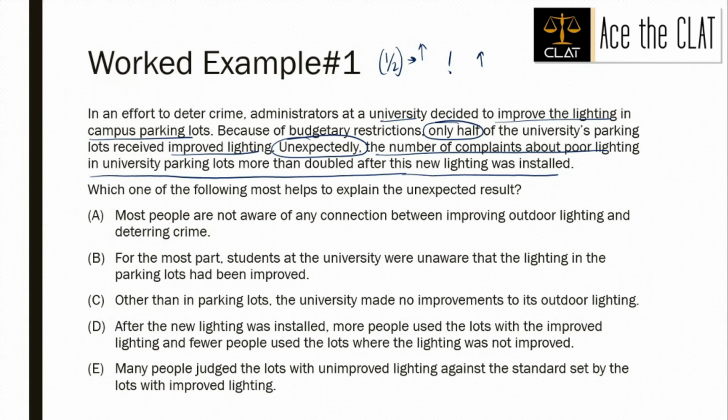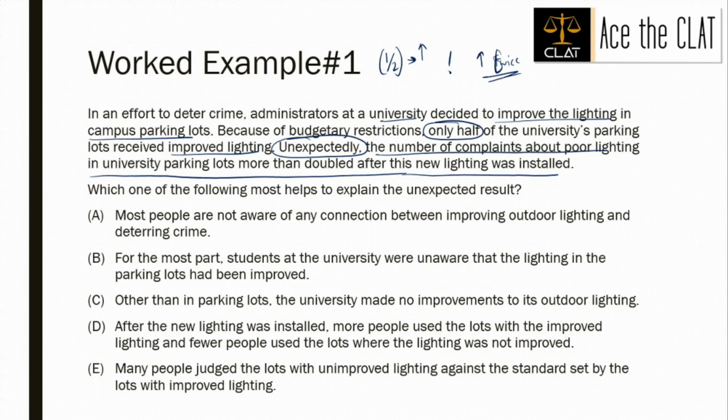Logically क्या होना चाहिए? Complaints down होना चाहिए, right? Complaints कम होना चाहिए. In this case, however, unexpectedly, the number of complaints rose, and in fact, they rose to twice. I hope you understand the difference, right? Which one of the following, the question says, most helps to explain the unexpected result? So our problem over here is that even after improving the lighting conditions of the parking lots in a certain university, the number of complaints about poor lighting in that university's parking lots more than doubled.